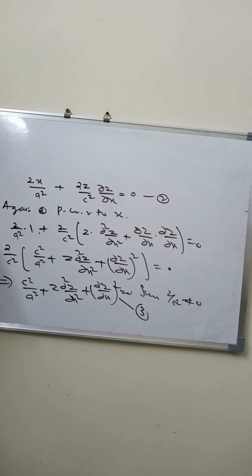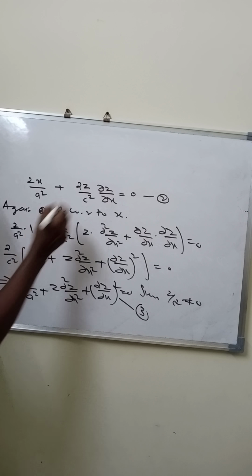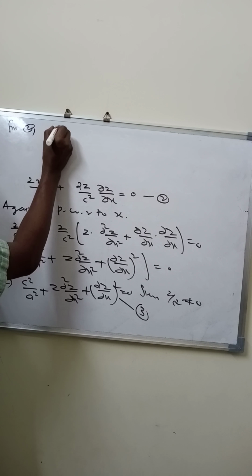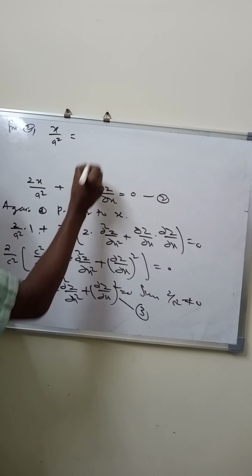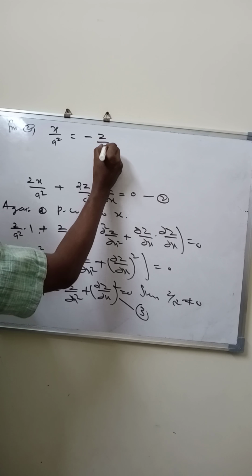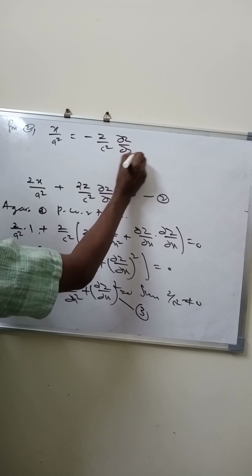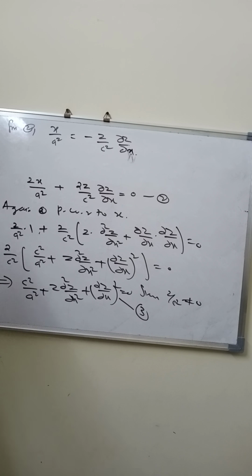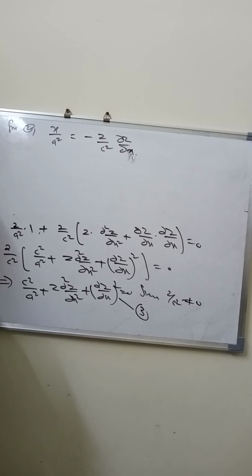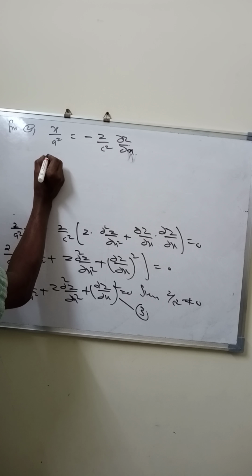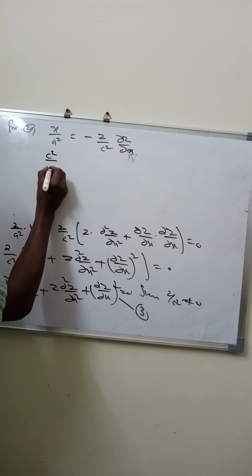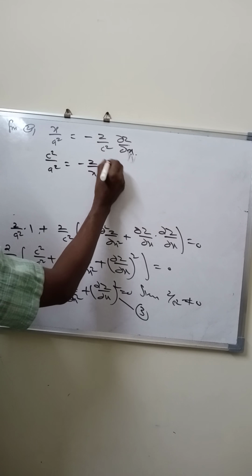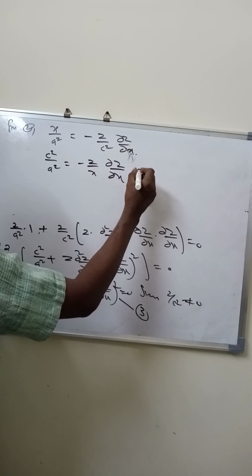Now from equation 2, we can write x by a square equal to minus z by c square partial dz by dx. That is, we can write c square by a square equal to minus z by x partial dz by dx, equation number 4.